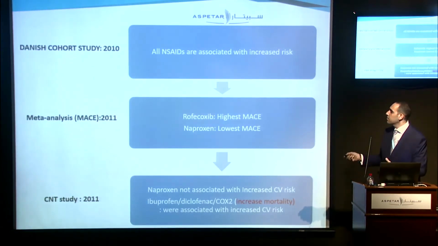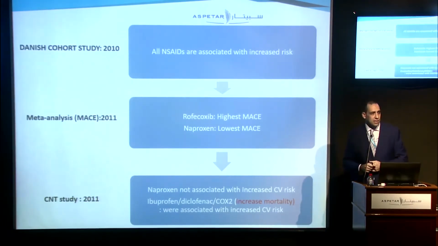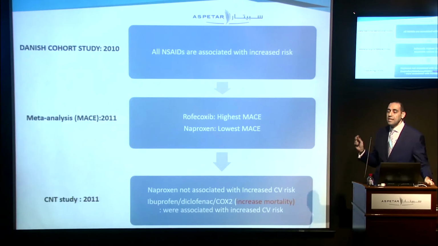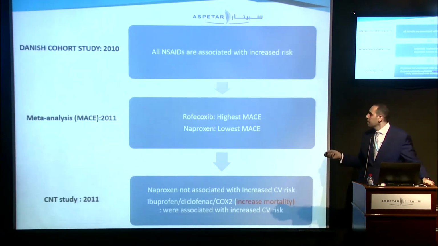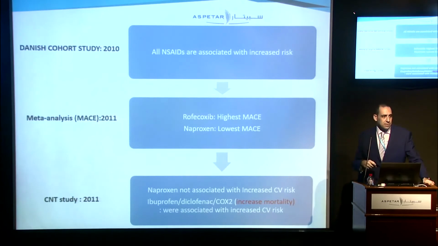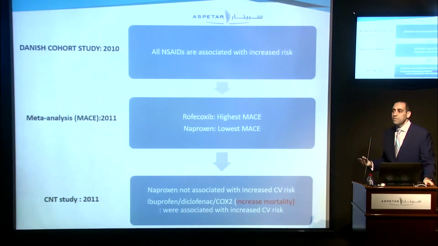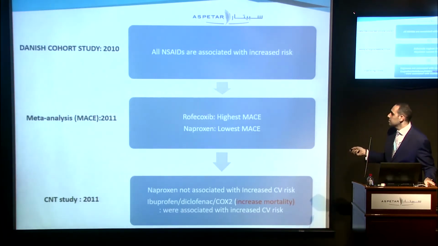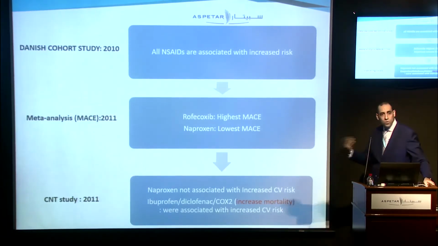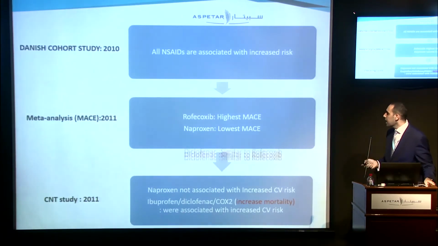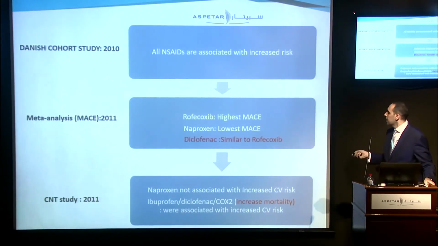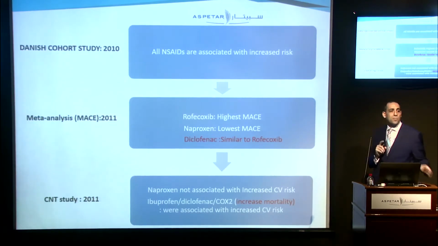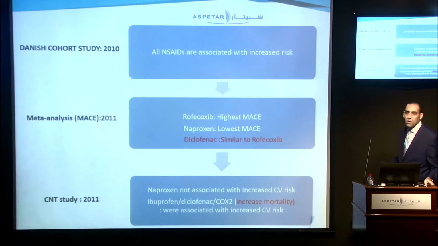Then in the year 2011, we have the MACE meta-analysis. It was basically to study the effect of NSAIDs on major adverse cardiovascular events, and the patients were a mix of healthy individuals and patients with established coronary heart disease. Rofecoxib had the highest risk of developing a major adverse cardiovascular event. Naproxen had the lowest MACE risk, followed by celecoxib. And diclofenac, surprisingly and interestingly, had a similar risk of cardiovascular events as rofecoxib, the medication that was withdrawn from the market.